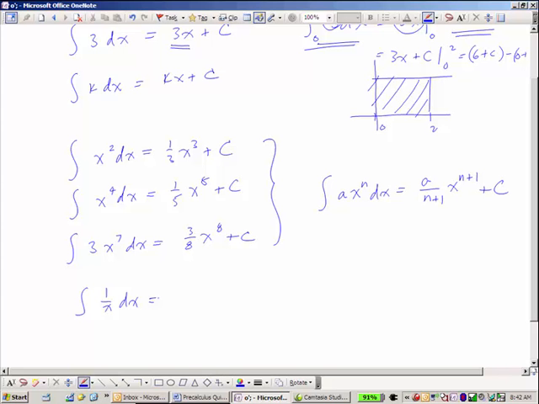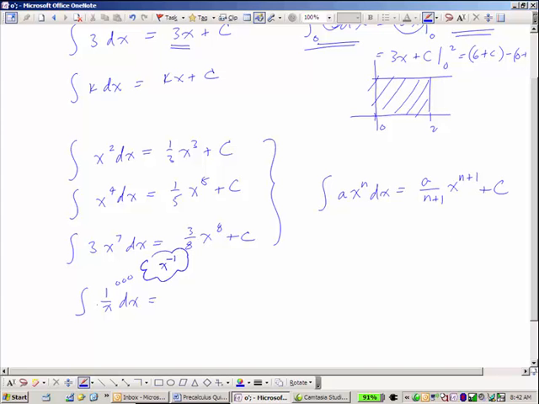Let's just try for a second. 1 over x is x to the negative 1. If I increase the exponent by 1, I get x to the 0, which is 1, but then we have to divide by... Oh, well, good. I was going to say, this is a problem. You can't use the power rule, the exponent rule, to find the antiderivative.